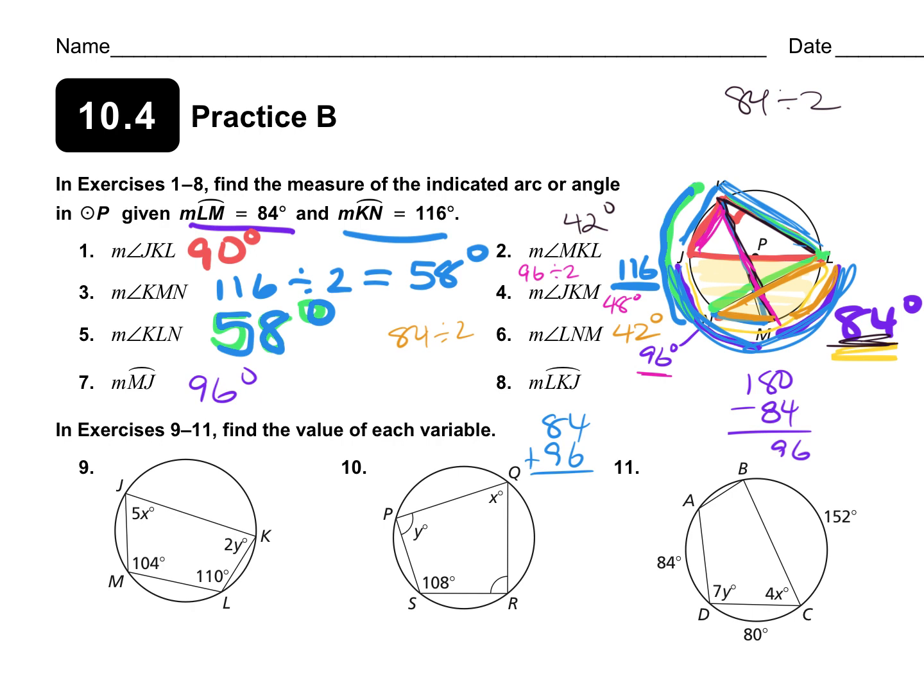Let's see, 96 plus 84 gives me 180, and then divide by 2. Oh, it was already the right angle. So its intercepted arc is 180, so I don't have to divide by 2. It was the arc, not the angle. All right, so that was finding all the different arc measures.